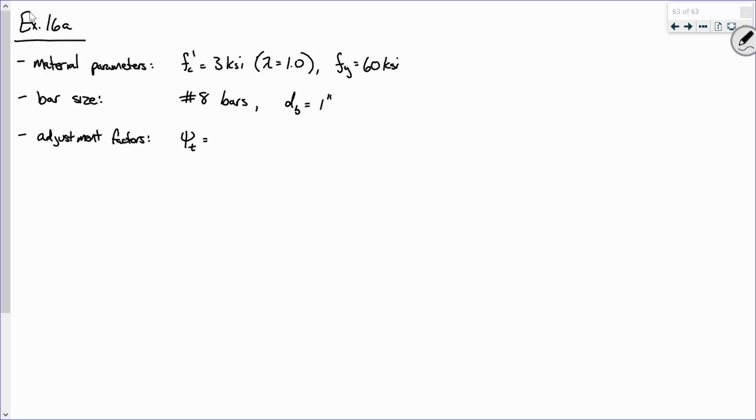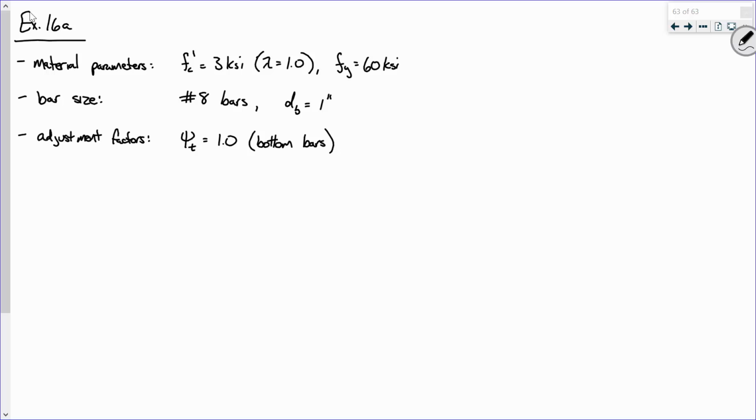What? Which one? You say 1. That is correct. The easiest way to recognize that is because these bars are on the bottom. And everybody knows which bars we're trying to compute the development length for, right? It's the bars on the bottom of the beam. Everybody okay with that? Okay. So that's psi sub t.